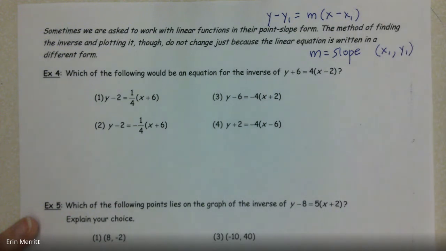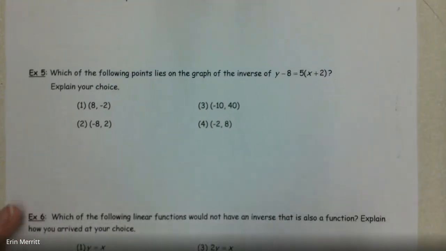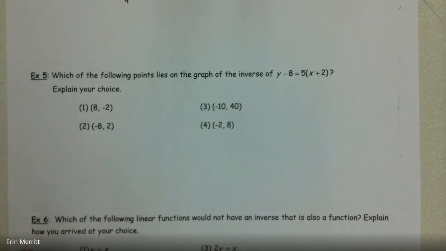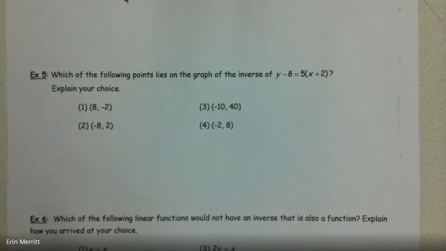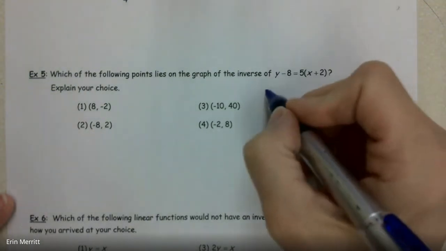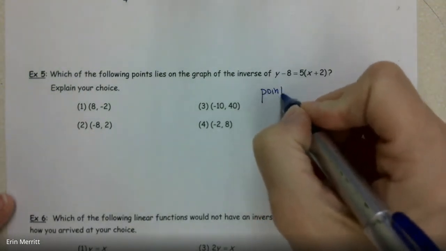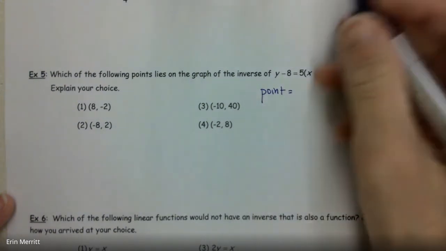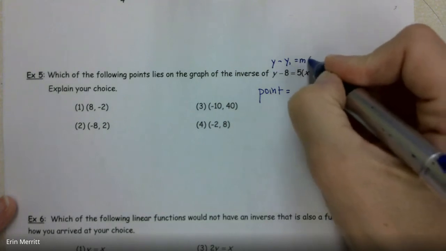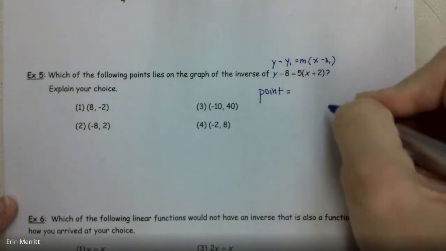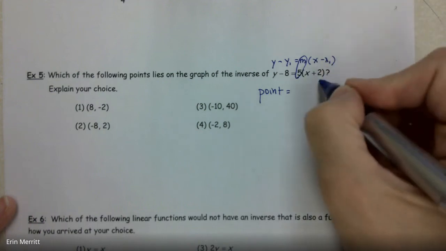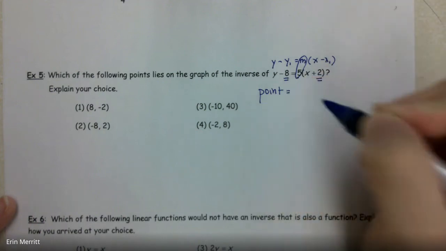So if we jump down to example 5, let's let that be the last one that we do together. When it says, which of the following points lies on the graph of the inverse, and explain your choice. What I really want you to think of is how can you deconstruct this to figure out what point was plugged in to create the equation. So when we line this up with y minus y1 equals m times x minus x1, the slope is 5, but the point is this 2 and this 8 over here.